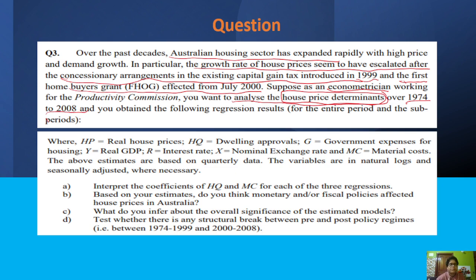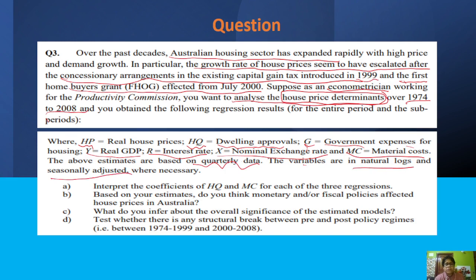In this question, these are the variables: HP is the real house price, HQ is the dwelling approvals, G is government expenses for housing, Y is the real GDP, R is the interest rate, X is the nominal exchange rate, MC is material cost. These are based on quarterly data, and the variables are in natural logs and seasonally adjusted wherever necessary.